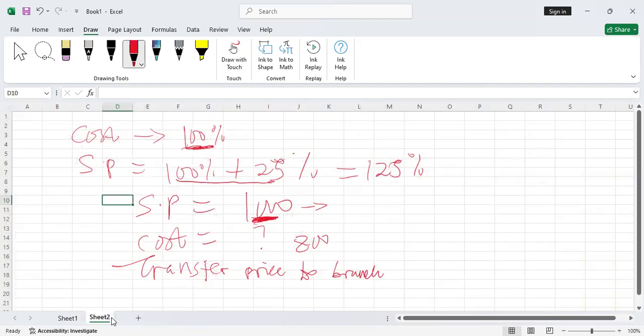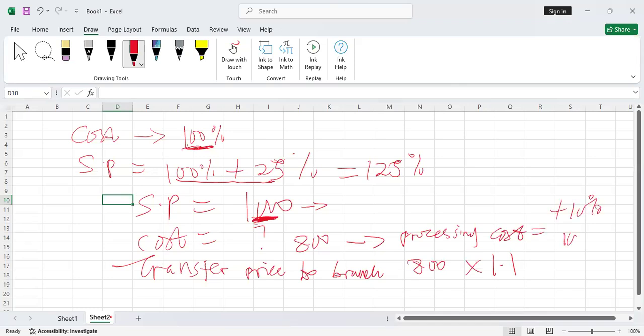So we are saying if the processing cost, this is the processing cost. These goods are transferred to the branch plus 10%. So this one is going to be 800 multiplied by plus 10%. So we multiply by 1.1. If you don't know, that transfer price is plus 10%, so 100 plus 10% becomes 110%, and we can express it as 1.1. You get, so these goods are transferred to the branch at shillings 880.